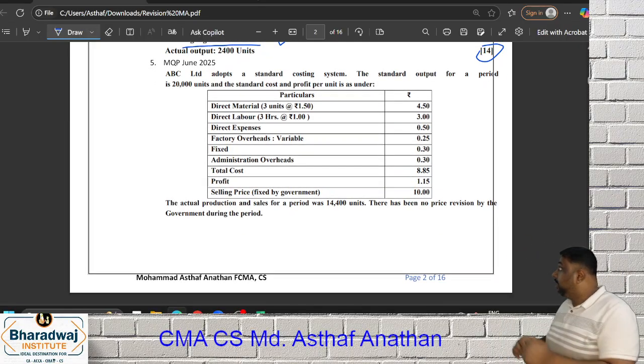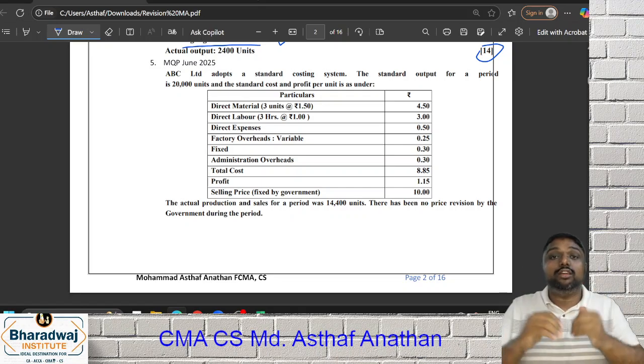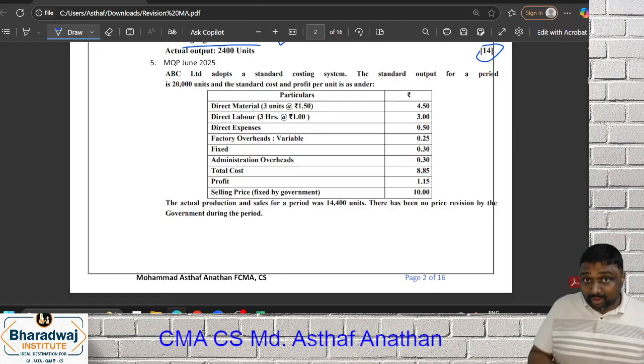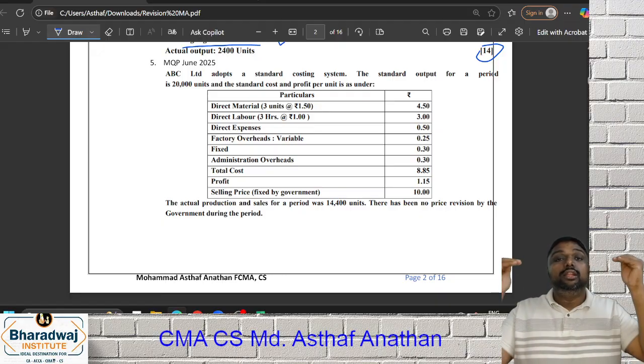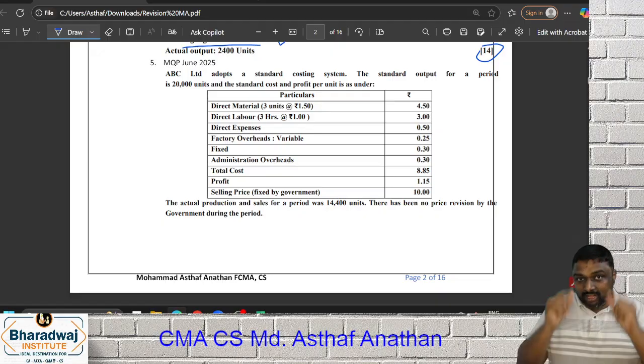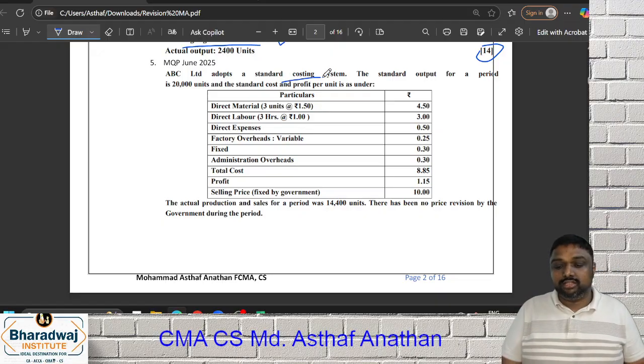So my dear friends, what is this MQP all about? This MQP is giving the reconciliation concept, further concepts also they are asking. So we are going to do the reconciliation concept also. How to do reconciliation in standard costing, you are going to learn. So let's start. ABC Limited adopts a standard costing system.